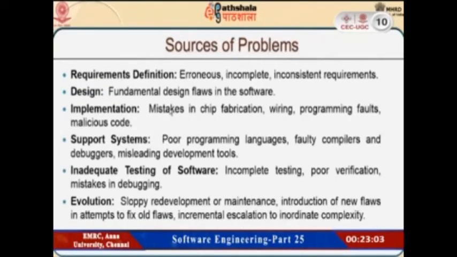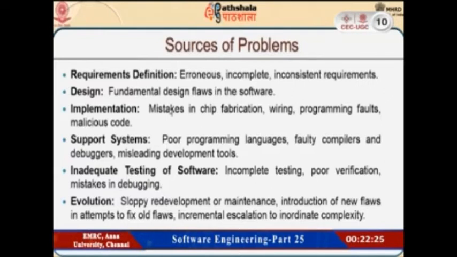Some of the very common sources of problems, which lead to more defects in the software, are as follows. Preliminarily, as part of the software development life cycle, we define requirements. As part of requirements, there is plenty of possibility that we may not meet the requirements as specified by the user. So while testing, we may find these requirements to be erroneous, incomplete and inconsistent.